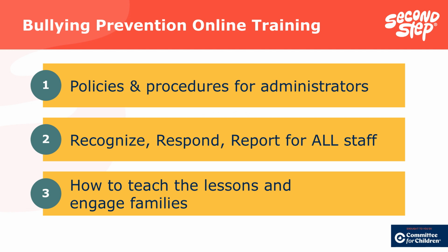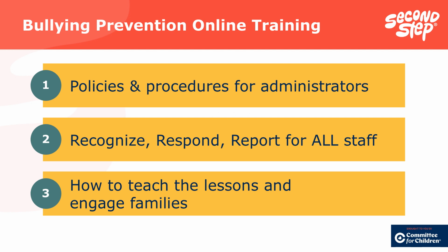The second module is for all staff in the building, whether they be administrators or teachers or counselors or cafeteria workers or bus drivers or anyone who you can think of. It really takes about 75 to 90 minutes to complete, and it is really all about recognizing, responding, and reporting bullying for staff who often develop those relationships with students and might be the person that student decides to report bullying behavior to. And so it's really important that all staff are on the same page in terms of how to take a report of bullying and how to deal with it effectively.